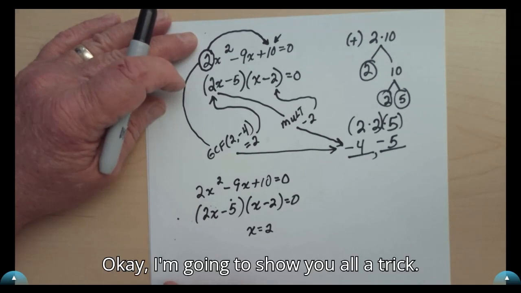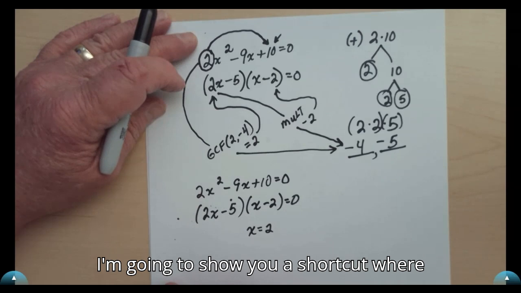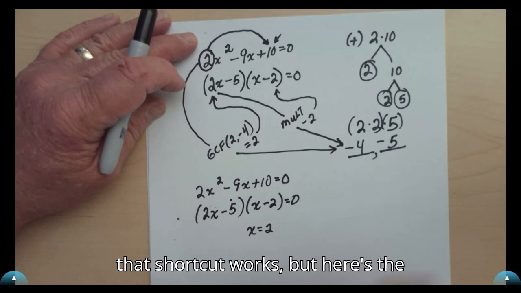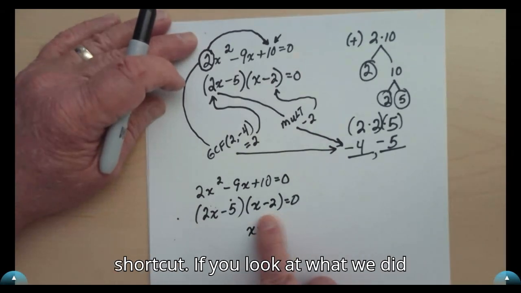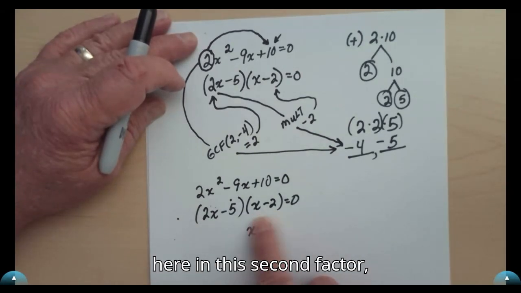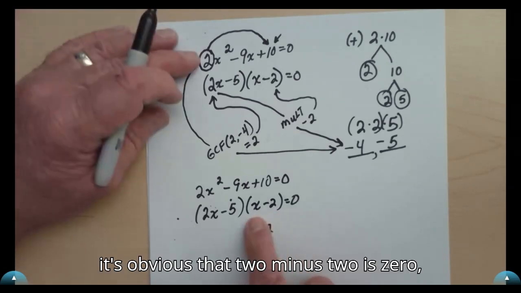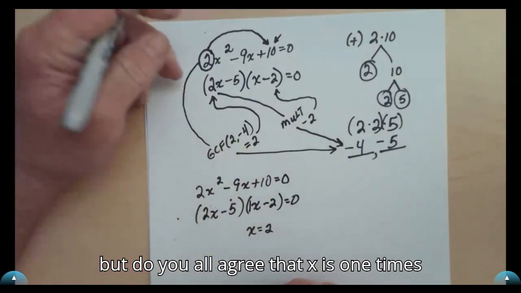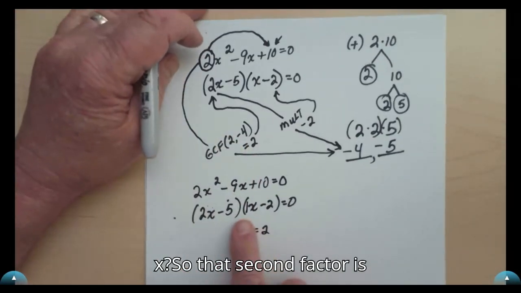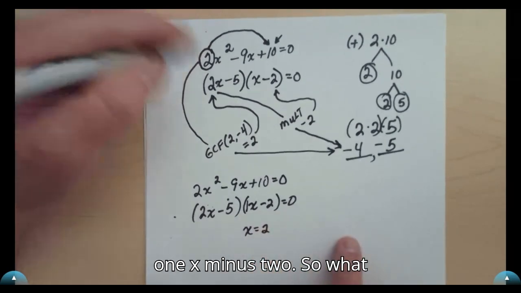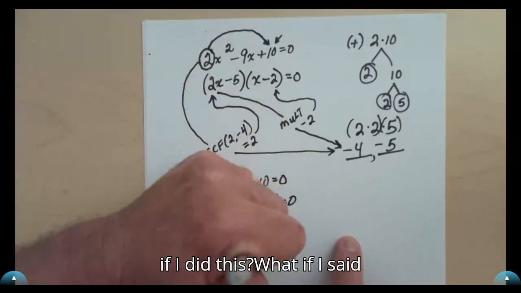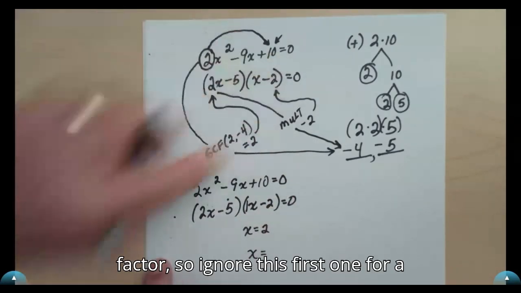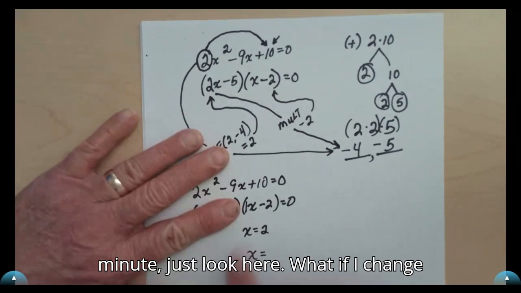Okay, I'm going to show y'all a trick. I'm going to show you a shortcut where you can just look at it and know the answer. We'll look at why that shortcut works, but here's the shortcut. If you look at what we did in this second factor, it's obvious that 2 minus 2 is 0. But do y'all agree that x is 1 times x? So that second factor is 1x minus 2. So what if I did this? What if, in this second factor, ignoring the first one for a minute, just look here.